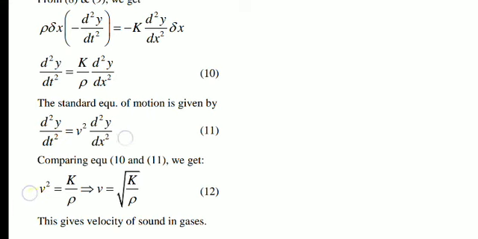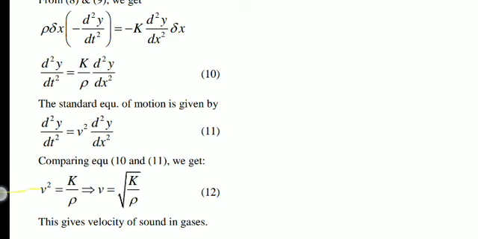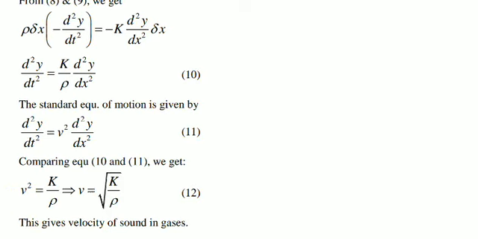So if you compare equation number 10 and 11, we get the value for velocity as v square is equal to k by rho. This v square must be equal to k by rho. So v must be equal to under root of k by rho. So this gives the velocity of sound in gases.